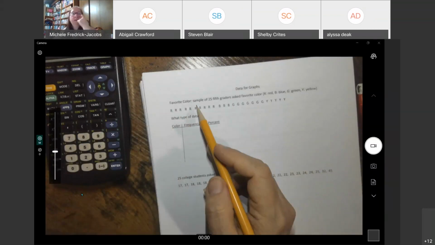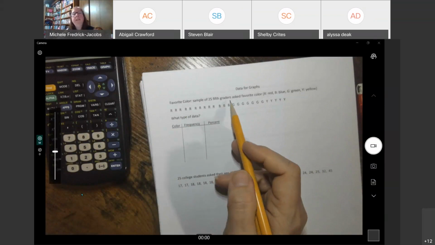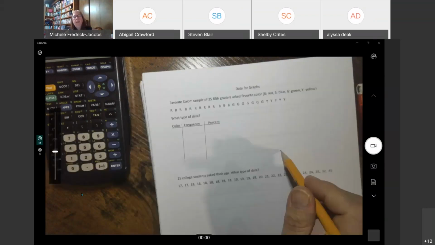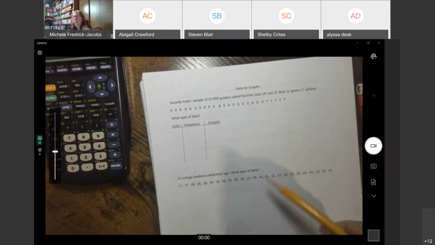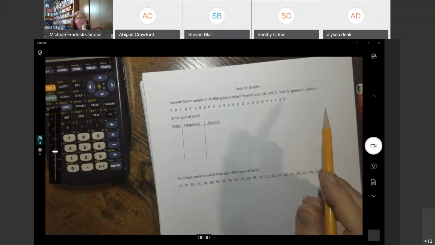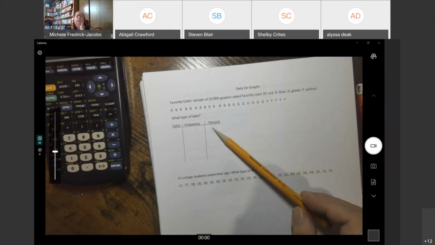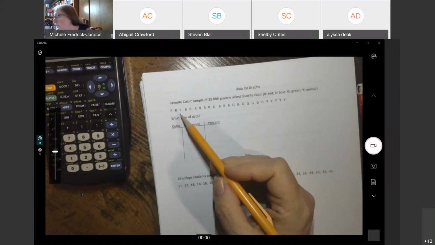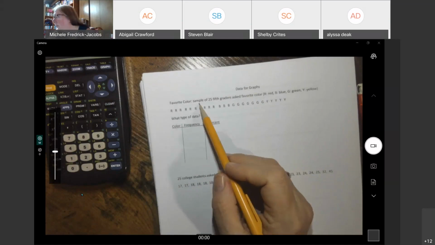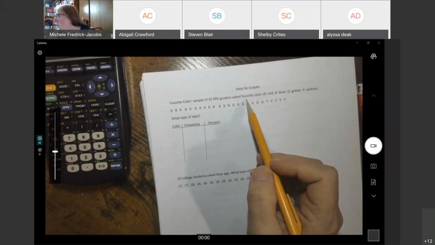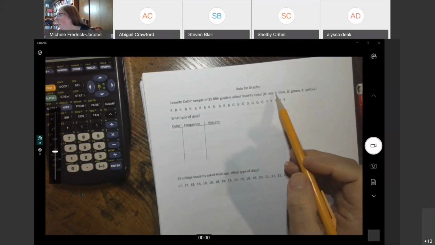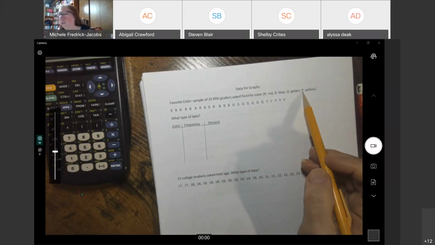These are favorite colors, a sample of 25, and this is on Blackboard under the first, I forget what I call it, chapter 5 outline. I think it says outline, but this is on there. Sample of 25 fifth graders were asked their favorite color. R is red, B is blue, G is green, and Y is yellow.